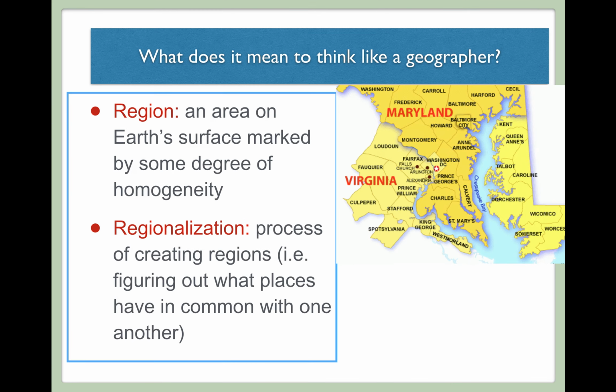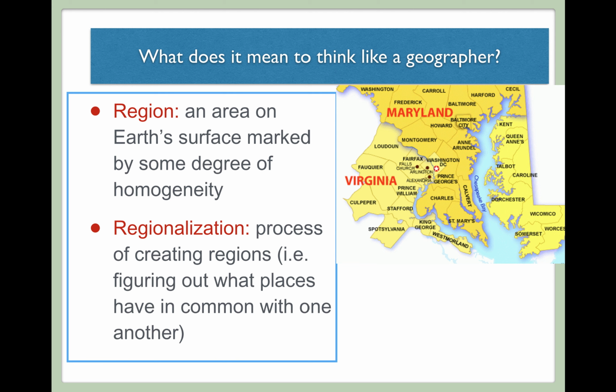One of the key tasks that geographers engage in is looking at what comprises a region. What makes one specific place unique from another? What binds a group of people in one place versus another? So let's start off with a very basic term of what a region is, and that's an area on Earth's surface marked by some degree of homogeneity.